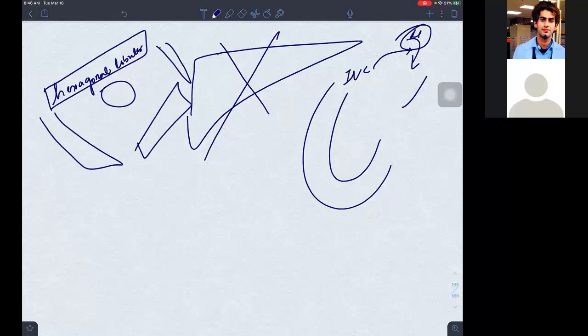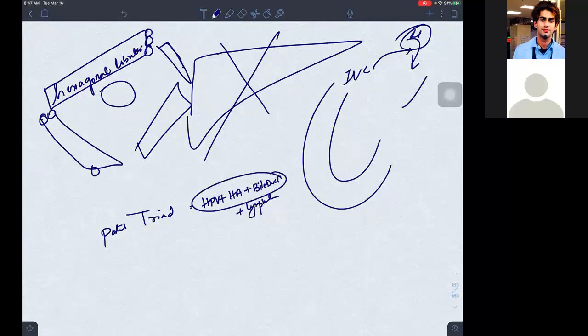And these hexagonal lobules have what? They have triads on their edges. The portal triad is made by the hepatic portal vein plus the hepatic artery plus the bile duct. And you forget another thing, that is lymphatics. Lymphatics is also there, but the major ones are these; lymphatics are everywhere. Okay, easy.